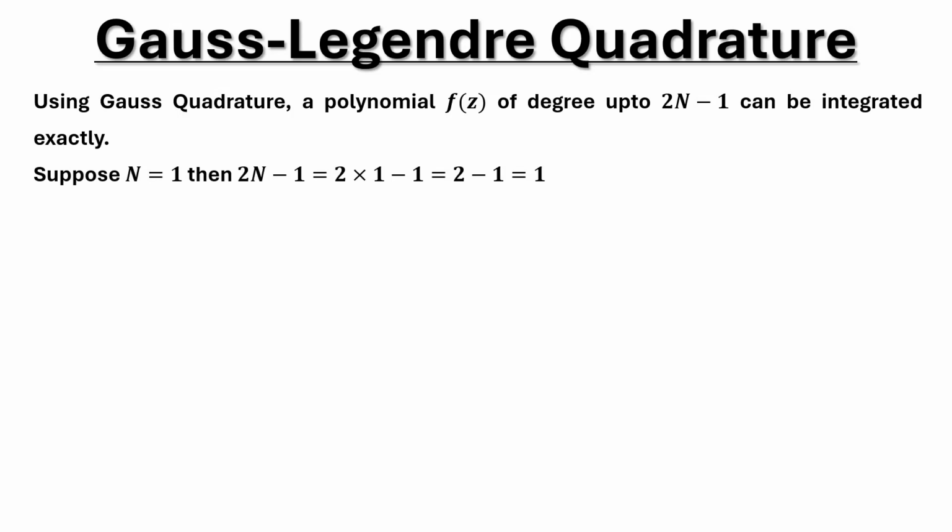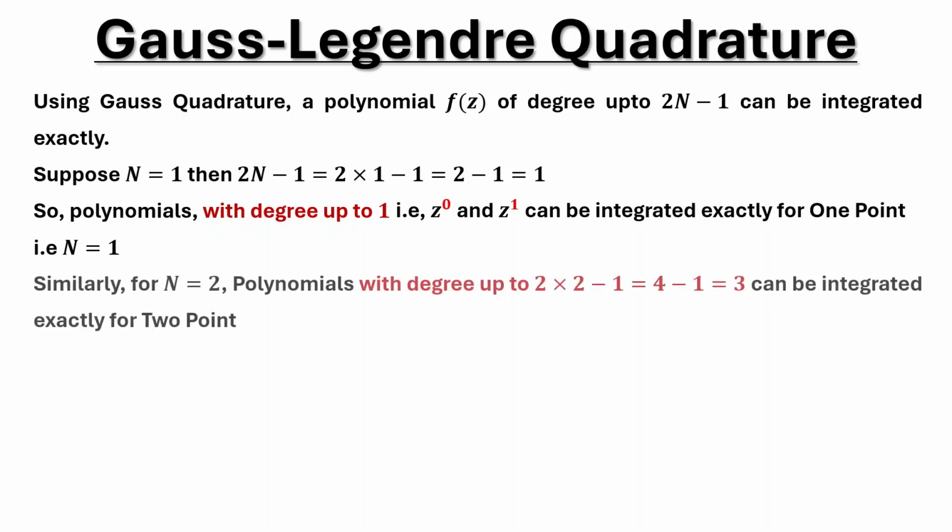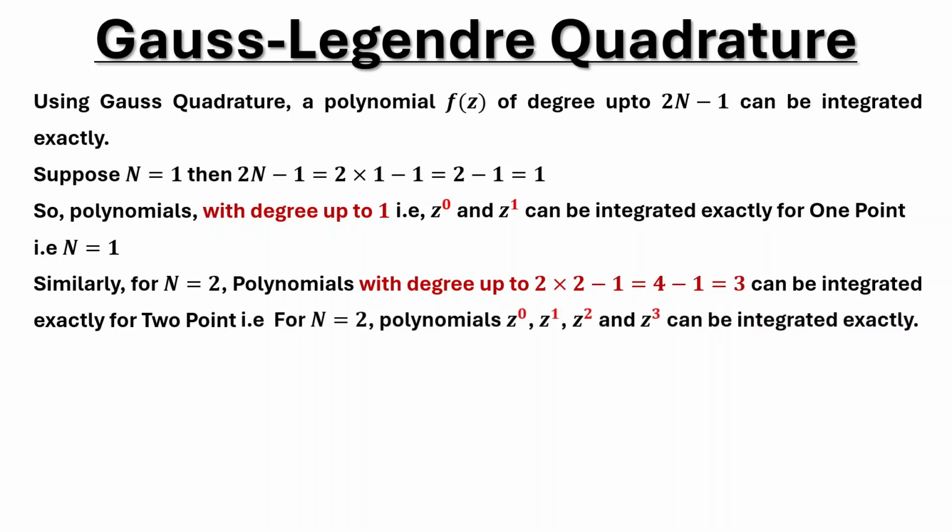Suppose n is equal to 1, then 2n minus 1 yields 1. So polynomials with degree up to 1, that is z raised to 0 and z raised to 1, can be integrated exactly for one point, that is n is equal to 1. Similarly, for n is equal to 2, polynomials with degree up to 3 can be integrated exactly for 2 points. That is, for n is equal to 2, polynomials z raised to 0, 1, 2, and 3 can be integrated exactly.